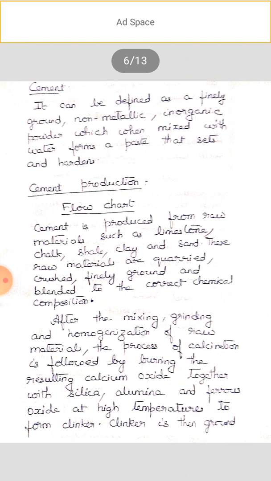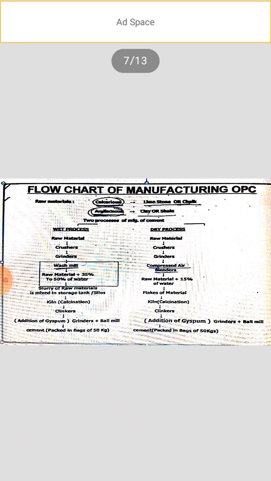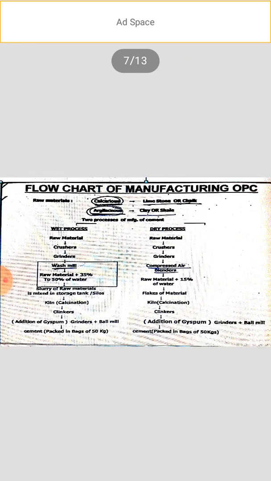Again, what is cement? We always know that it is a finely ground non-metallic inorganic powder which, when mixed with water, forms a paste that sets and hardens. Next, the cement production. You already know about the flow chart. You already studied it in construction techniques, equipment and practice, as well as concrete technology. So this is a flow chart for manufacture of cement.